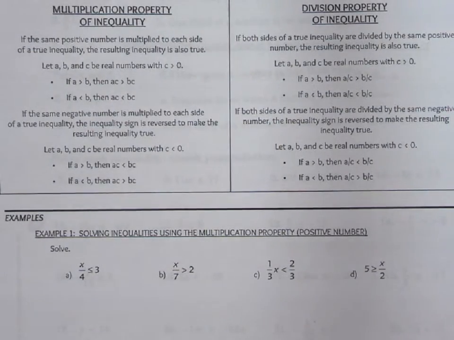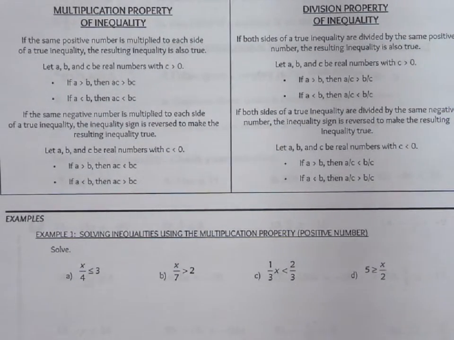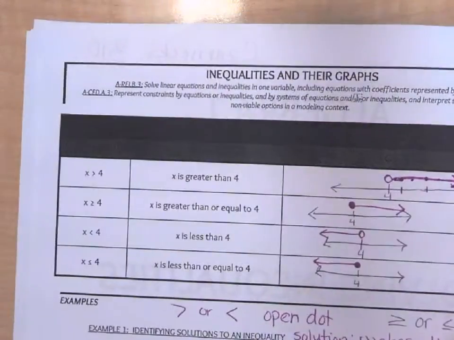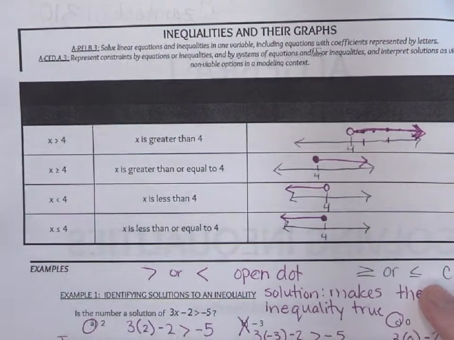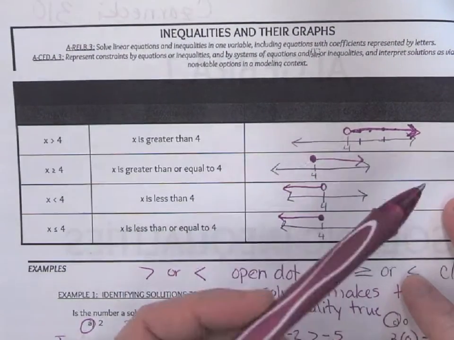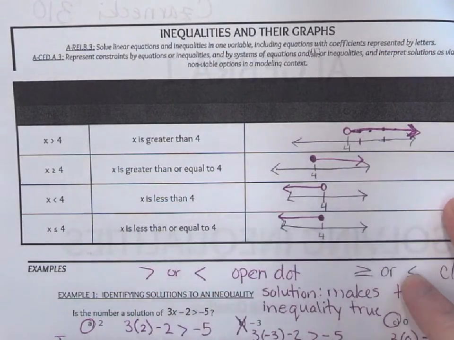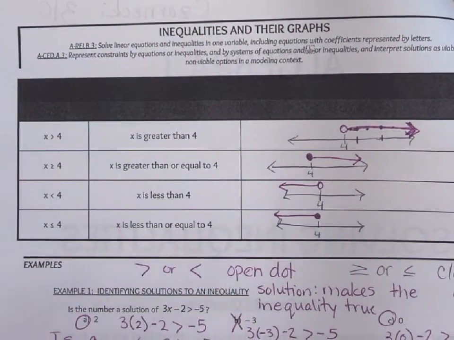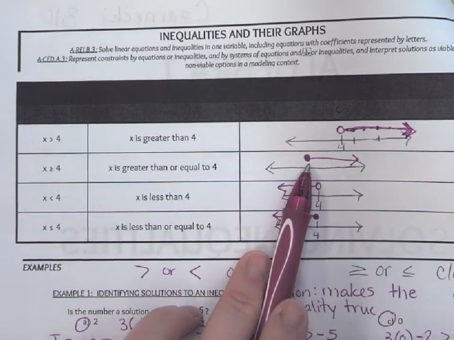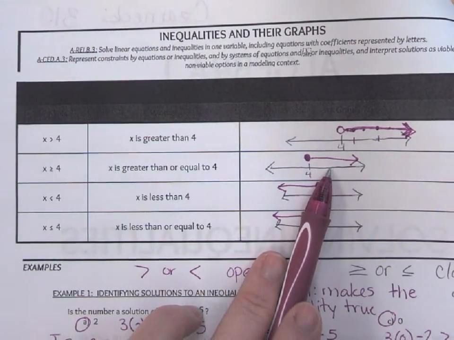All right, so the other day we covered how to graph inequalities. So just real quick, let's remind everyone. If we have greater than, we use an open circle and we shade numbers to the right on the number line. When we have greater than or equal to, we use a closed dot and shade to the right.